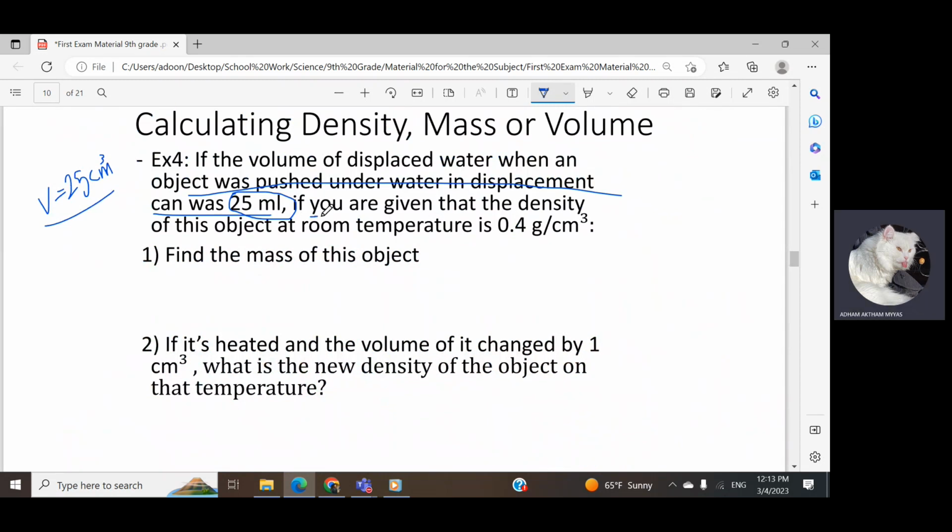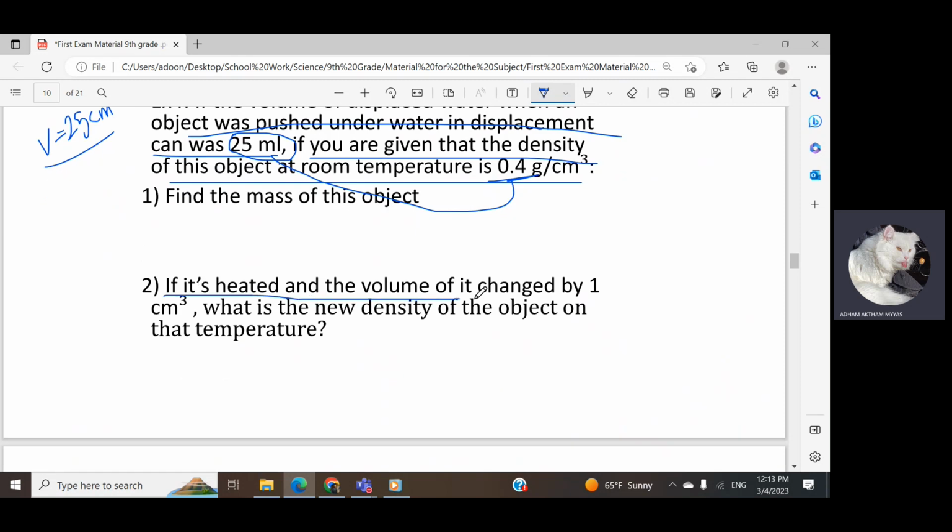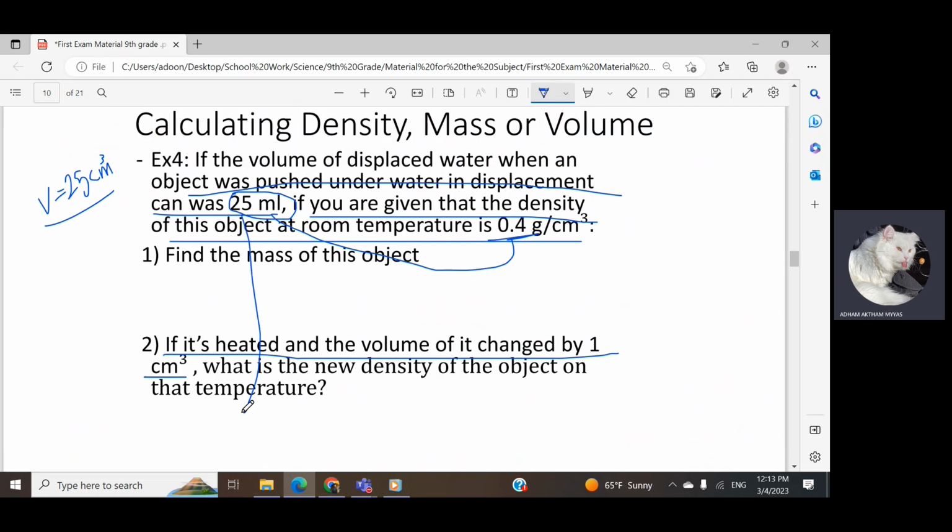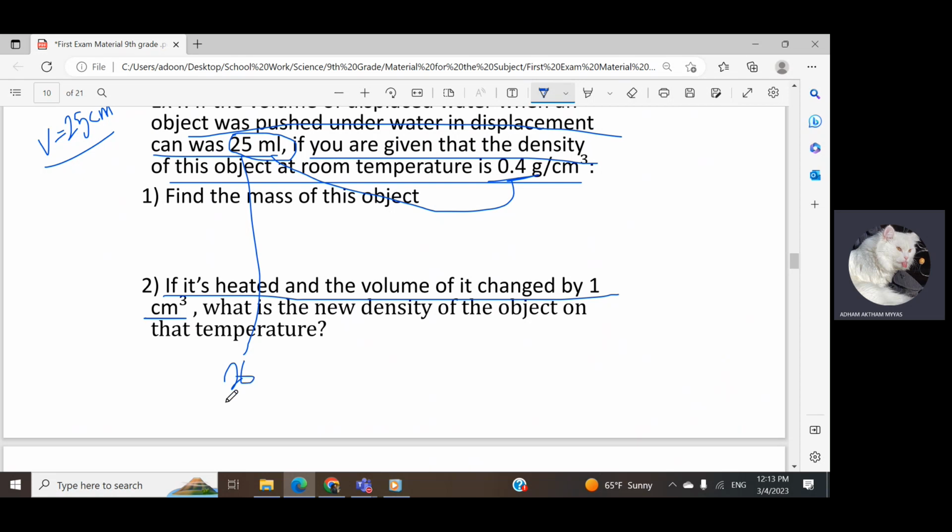And if you are given the density of an object, he gave me the density, he asked for the mass. Direct, I have to multiply the density with the volume so I can get the mass. So if he told me that we heated and the volume changed by 1 centimeter, I have to make this volume that I have here 26. Why 26, not 24? We are talking about heating the object, so we have to increase the volume. Direct, what will happen to the density? I can say it will decrease.